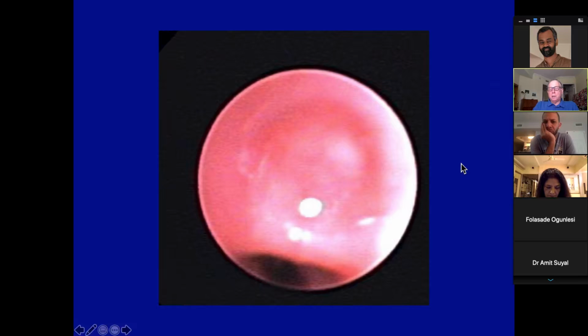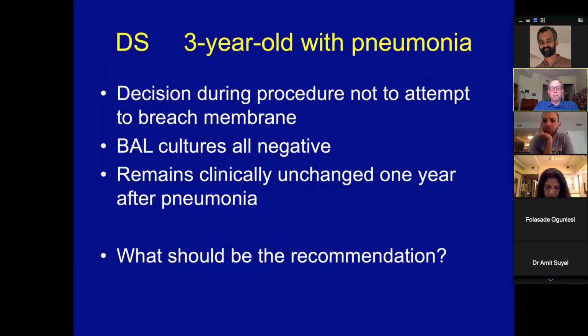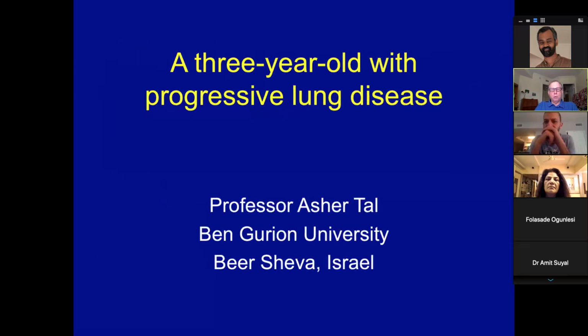One could claim this would have been a bronchus that never really formed, but it was in the location that one would have associated with the distal radiographic abnormality. So the decision during the procedure was not to attempt to breach the membrane. BAL and cultures were all negative, remained clinically unchanged 1 year after the pneumonia. And the question still remains, what should we have done? He was lost to follow-up. I can't tell you what the radiographic resolution was. Here is a much more dramatic case.